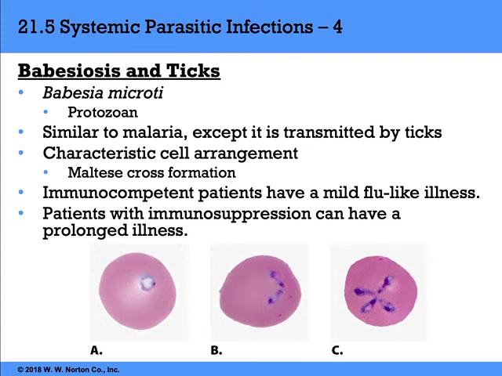Okay, now we want to talk about babesiosis and the insect vector for this, which is the tick. It's similar to malaria, except that it's transmitted by ticks. Characteristic cell arrangement is what defines it. It usually forms a cross formation in the target cell. Immunocompetent patients have flu-like illness, and patients with immunosuppression can have prolonged illness.